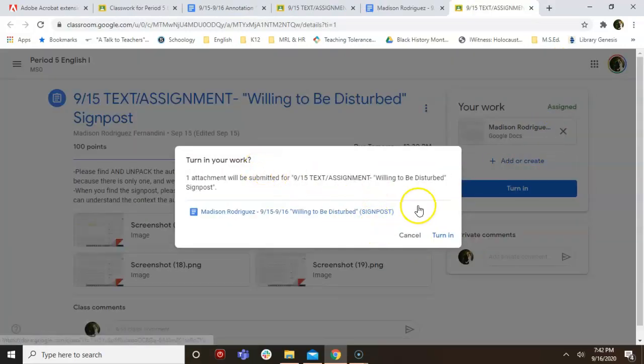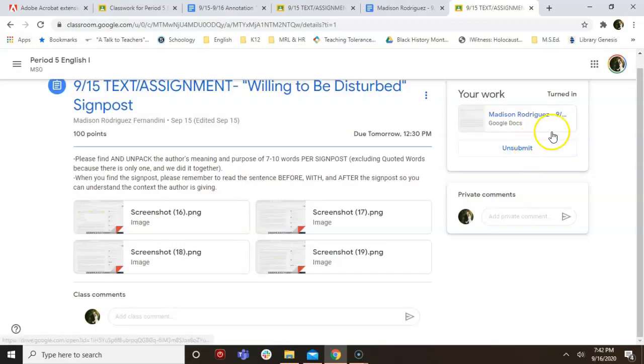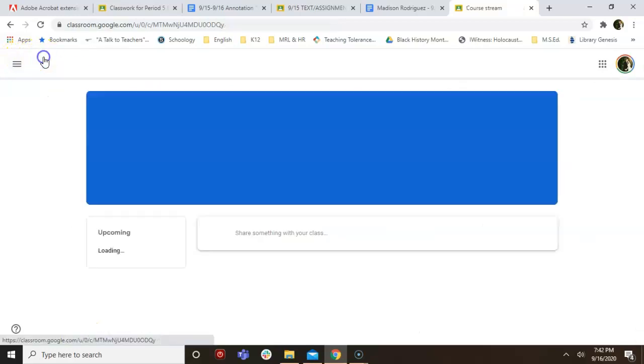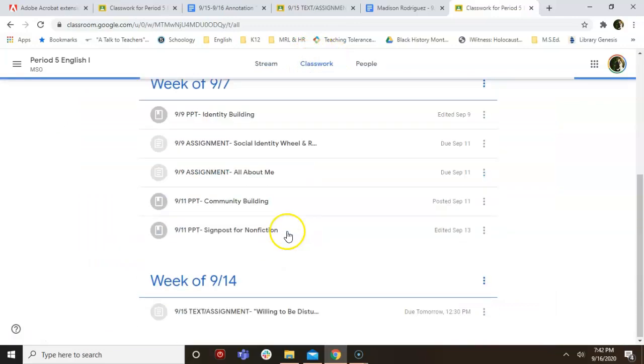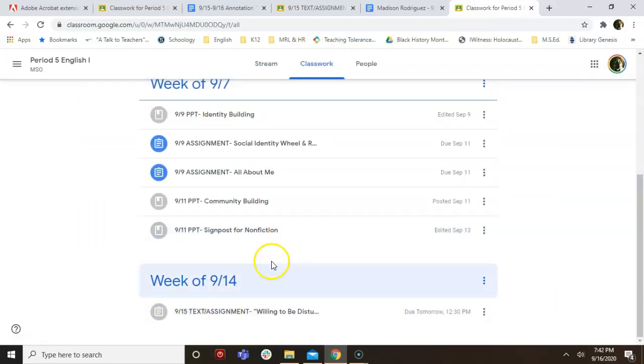It's like, are you sure you want to turn in your work? And I say yes. And then I'm good. When I go to period 5, I had an assignment and it's like, woohoo, no work done. I go to classwork and this is already faded out.